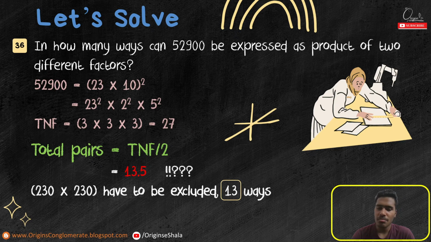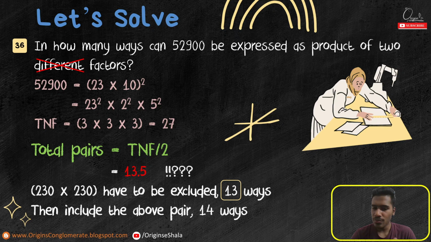And what difference does it make if I just remove this "different"? I will have 14 ways. So this 0.5 is like the middleman. And then you need to look at the question for whether you have to reduce it or whether to increase it. That's the way you go around such type of question. So better be careful about such wordings in future, right?